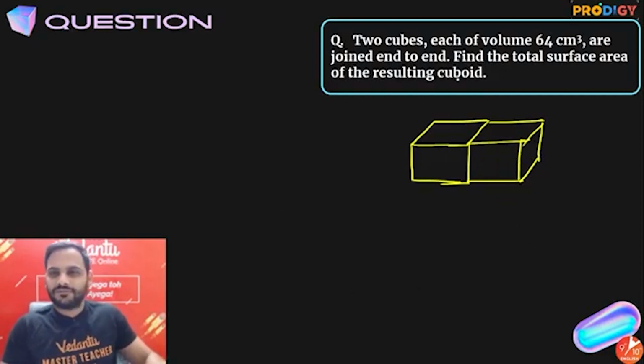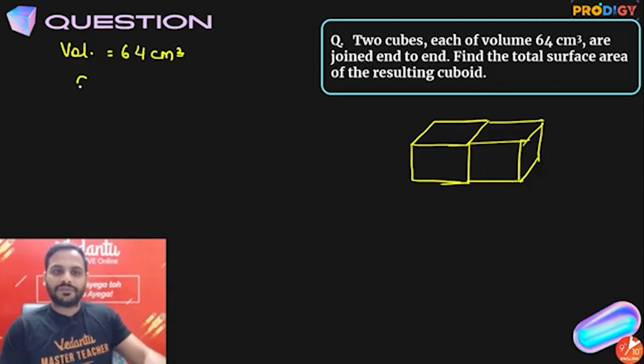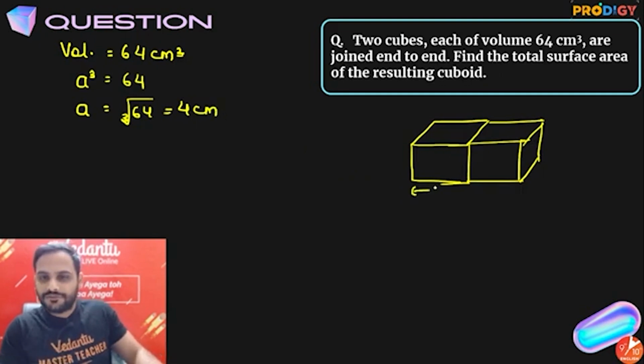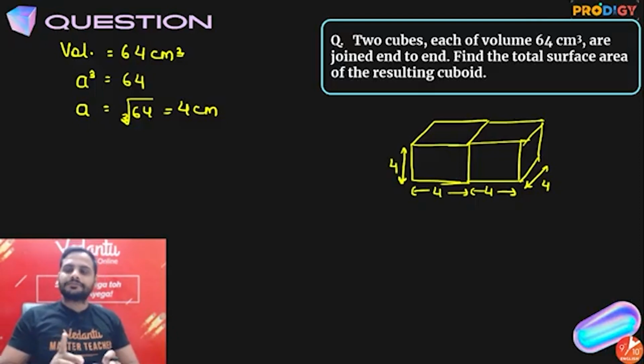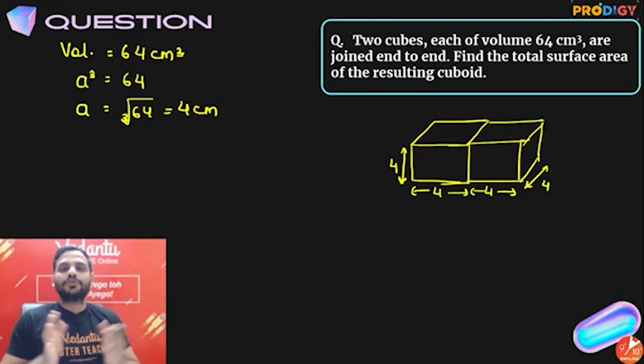Now it is given that the volume of one cube is 64 centimeter cube. We know volume is a cube, where a cube equals 64. That means a is the cube root of 64, which is 4 centimeter. So this is 4, this is also 4, and since it is a cube, width will also be 4 and height also is going to be 4. Now, when I join two cubes, you can see that I am getting a cuboid.